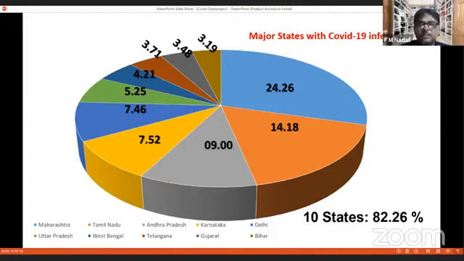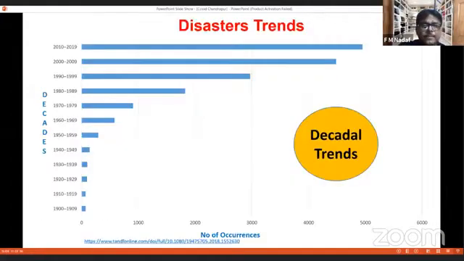So the maximum number of cases are from South India, whereas in the Himalayan states, with an exception of one or two states here and there, the number of infections found is very few. So this is, I think, a topic for further research, why there are more cases in South India and fewer cases in North India. I would like to take all of us into the history of the disasters.